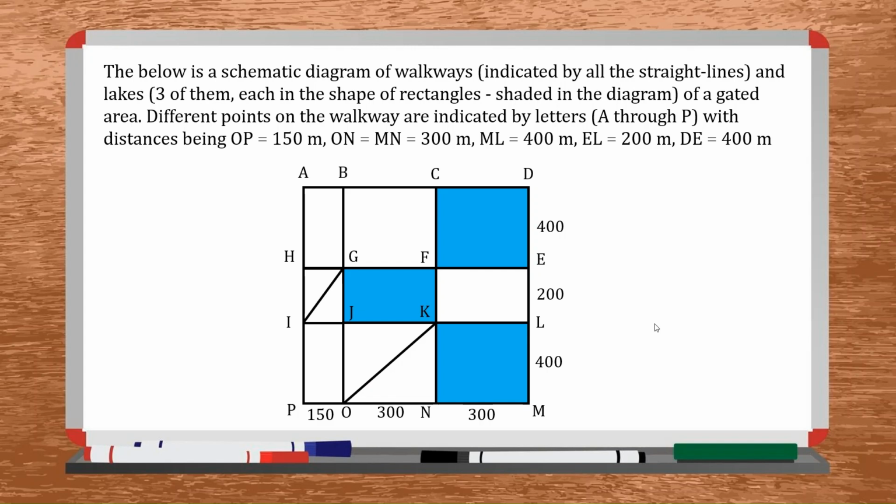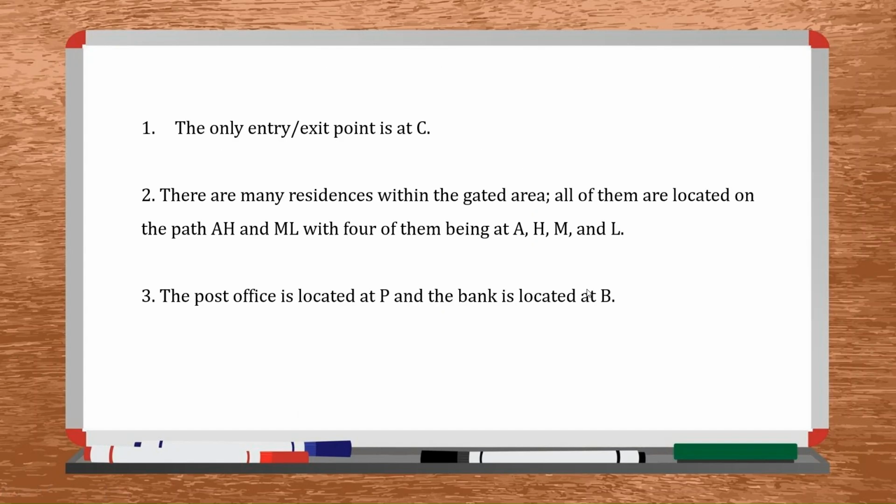So we have a schematic diagram of walkways, which is indicated by all the straight lines. And we have three lakes, each of them colored blue in a gated area. Also, we have different points marked by letters A through P with different distances being shown on the schematic diagram. Now we have some other information as well. The only entry exit point is at C.